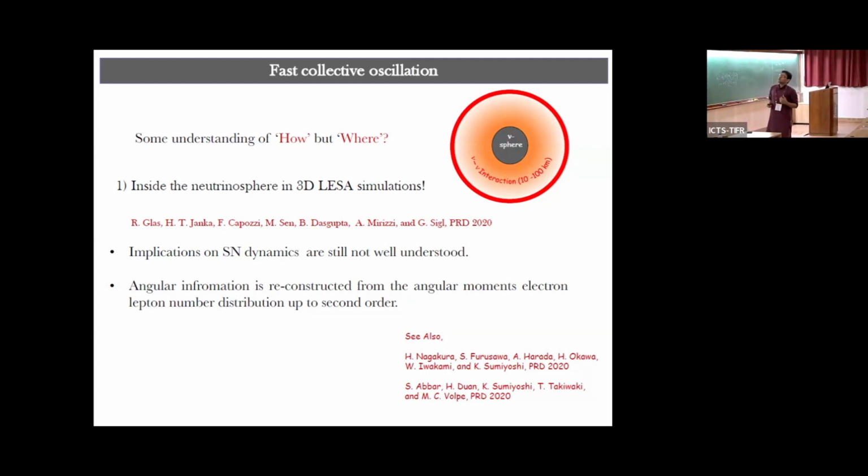The implications for supernova dynamics are still not well understood. This is happening very close to the neutrinosphere, but is it going to help the supernova mechanism? The angular information right now is constructed from angular moments, not from the angular distribution itself. They give us the angular moments, and people try to reconstruct them up to some order, but the information is still missing. So from the hydrodynamic simulation right now, we actually do not even have the angular information.